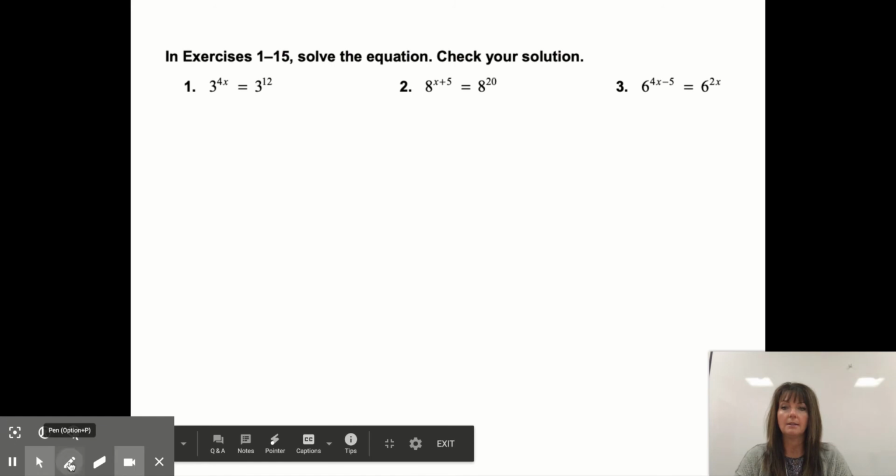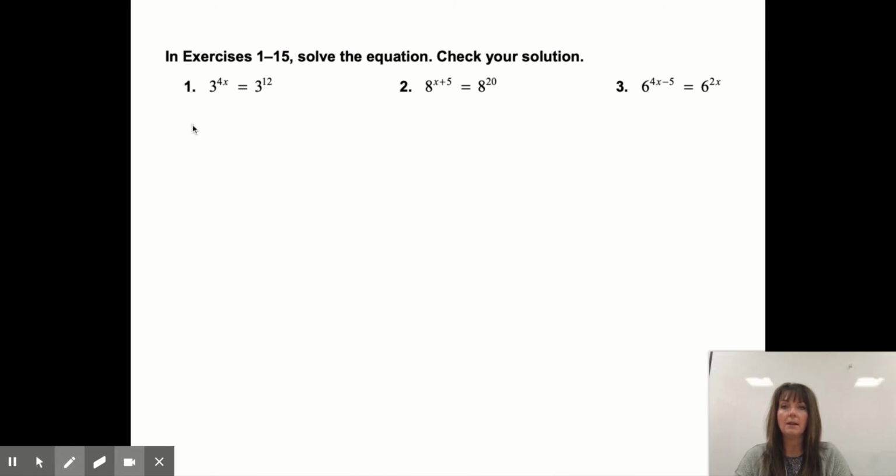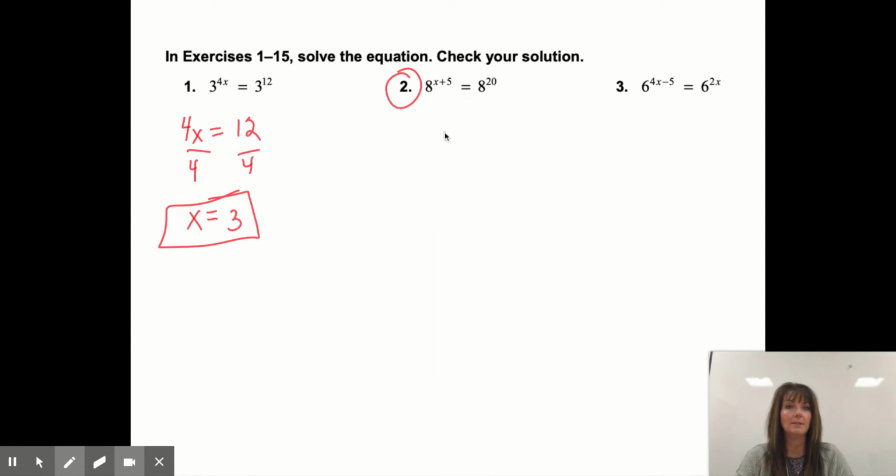All right. So base of 3, I have the exponent, 4x is equal to 12. So now I'm just solving for x. So x is equal to 3. Okay, I want you to go ahead and pause the video and work out number 2. What is x equal to? The bases are the same. I'm going to go ahead and work on number 3.